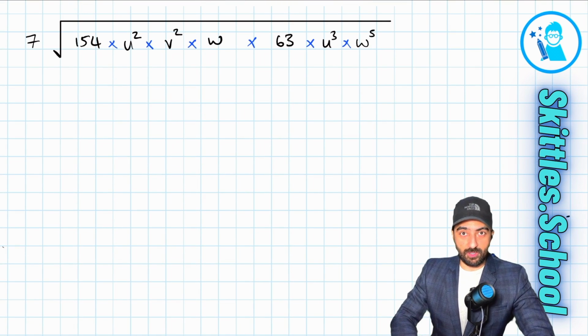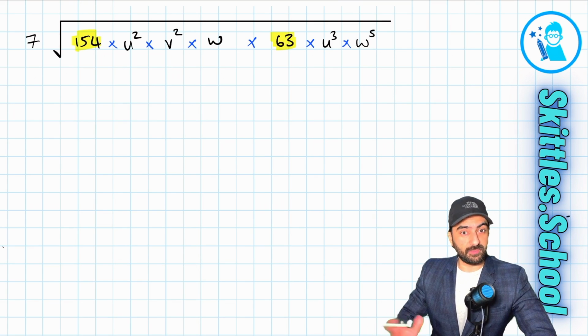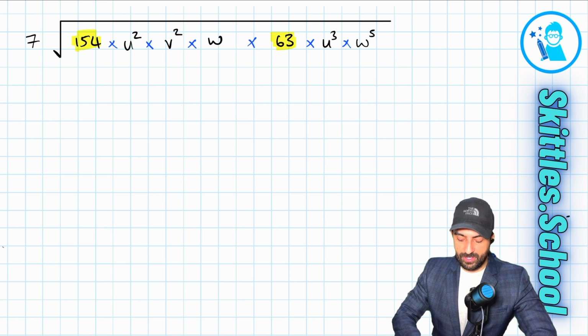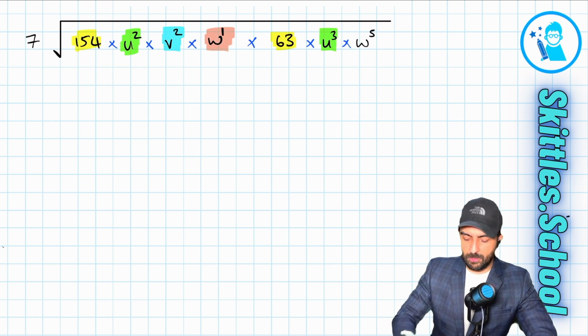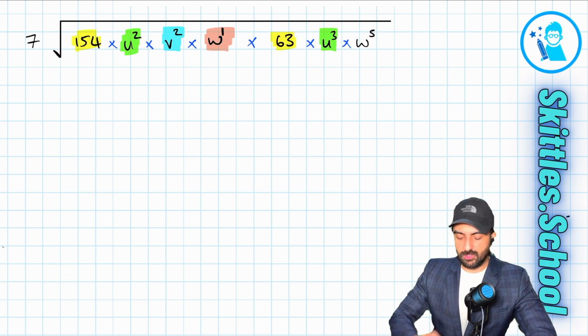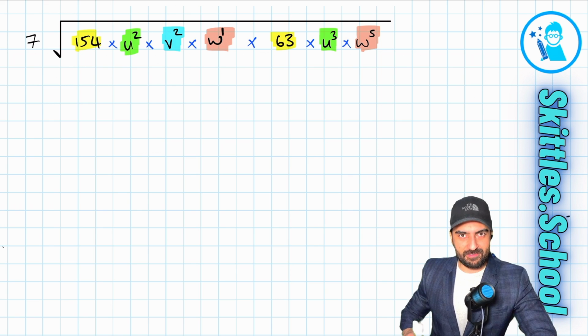Now we can recognize that there are some like terms. We've got some numbers, 154 and 63. We've got some letter u's, so we've got u squared and u cubed. We've got a letter v. And we've got some w's. We've got a w on its own. Well, a w on its own is the same as saying w to the power of 1. So I'm going to write that power of 1 next to that one, just so I don't forget. And I've also got w to the power of 5.